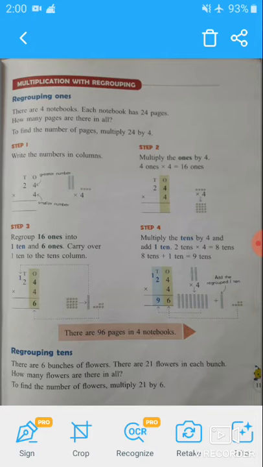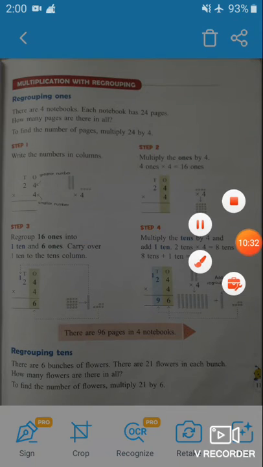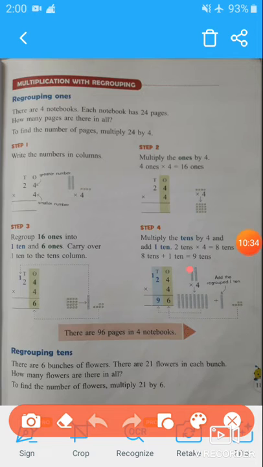Now students, let's move on to our next topic, that is multiplication with regrouping. So students, here is regrouping ones. There are 4 notebooks. Each notebook has 24 pages. How many pages are there in all? So to find the number of pages, multiply 24 by 4.